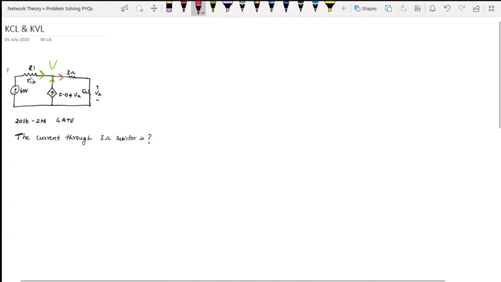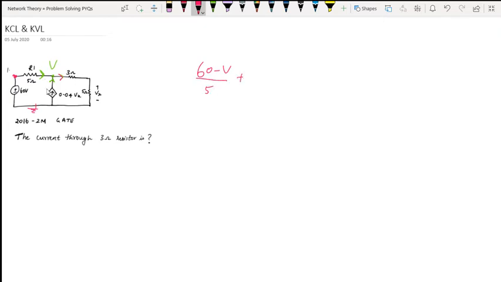Alright, so let me write the equation for this. The current flowing through R1 will be the voltage drop across R1 divided by the resistance of R1. The voltage drop across R1 is the potential difference between the two ends of R1. One end of R1 has 60 volts directly connected, and since the 60 volts source is directly connected to the ground, the effective potential at this end of R1 is 60 volts. So 60 minus V, the other end of R1, divided by the resistance, 5 ohm.